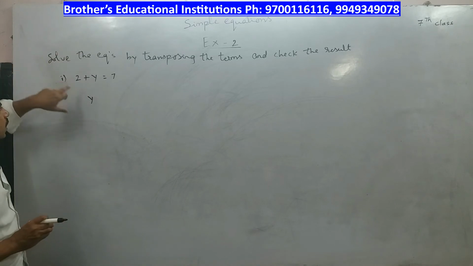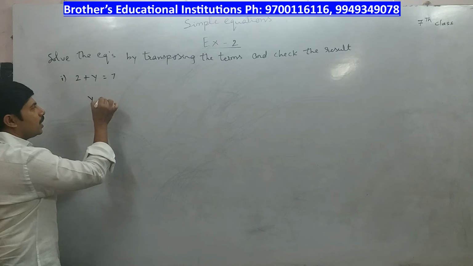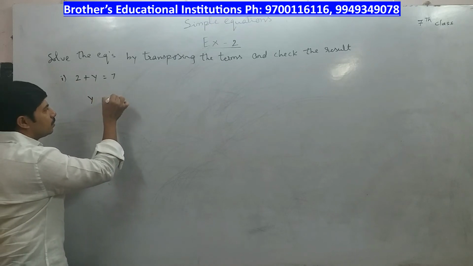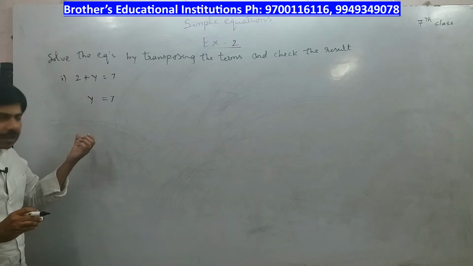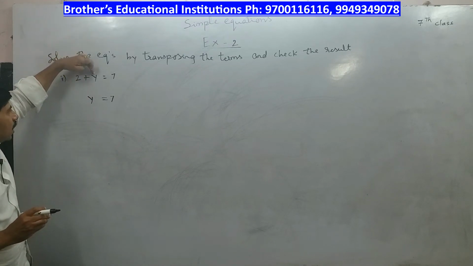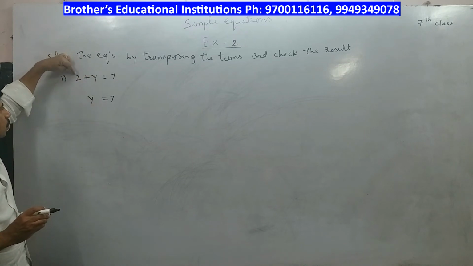So that means we have 2 plus y is equal to 7. So you write y and 7 as it is. As we need the value of y, the term which is nearer or left to the y is 2. So nearer to the y is 2.